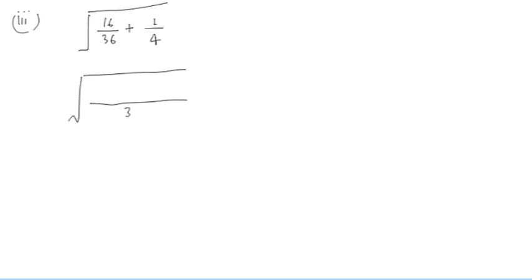Question number third. 16 upon 36 plus 1 by 4. Just take the LCM. 9, 25 upon 36, and this is 5 by 6. This is our answer.